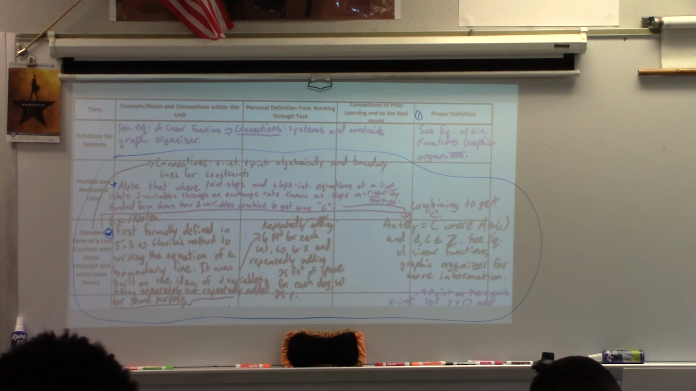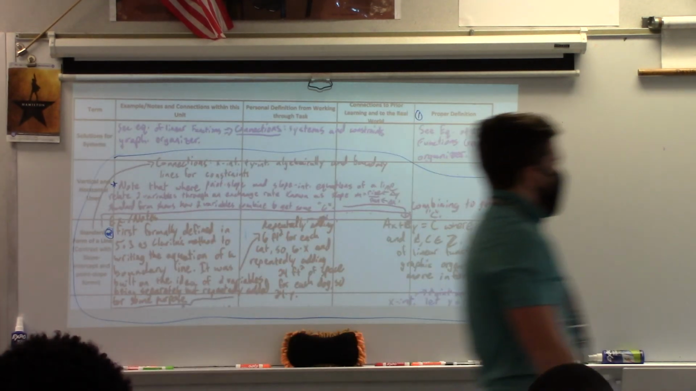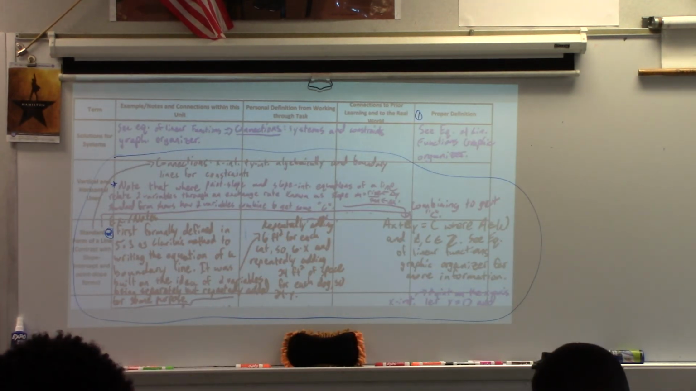Mr. Lipham. It's another way of writing the equation of a line. Say again? The standard form of a line is just another way of writing the equation of a line. That could be your personal definition, the proper definition's on the board. So the personal definition is the second column, the proper definition is the fourth column. If you have the fourth column filled out, you done messed up.